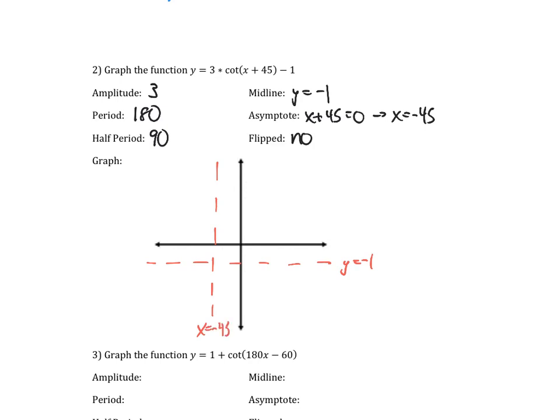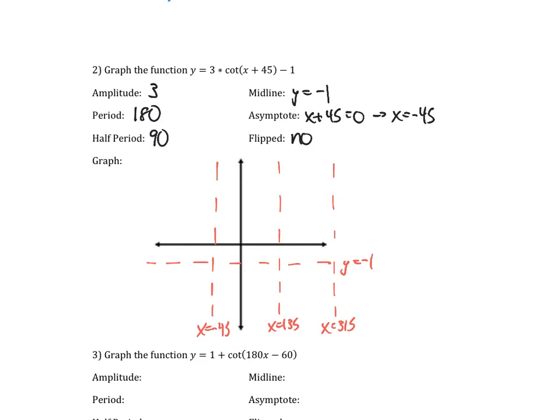And I know to find my next ones, I have to count a period away. I don't want to go too far negative, so I'm just going to go to the right. So add 180 to negative 45. That gets me to 135. And then if I keep on going another period, that's going to take me to 315. So those are my 3 asymptotes. If you went in the negative direction and got x equals negative 225, that's fine too. You could have a vertical asymptote there. All right, I know my points.